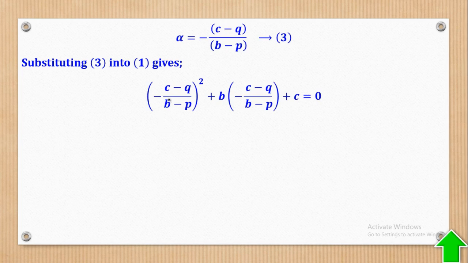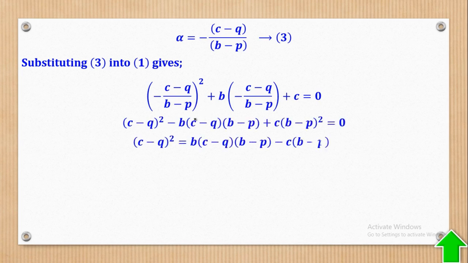So the LCM is b minus p squared, and when I multiply through by the LCM, I'll come up with that line. The next is, now this one is already part of what is required, so we shall not tamper with it. Now we shall tamper with only these ones. That is why I've taken the whole of this side.